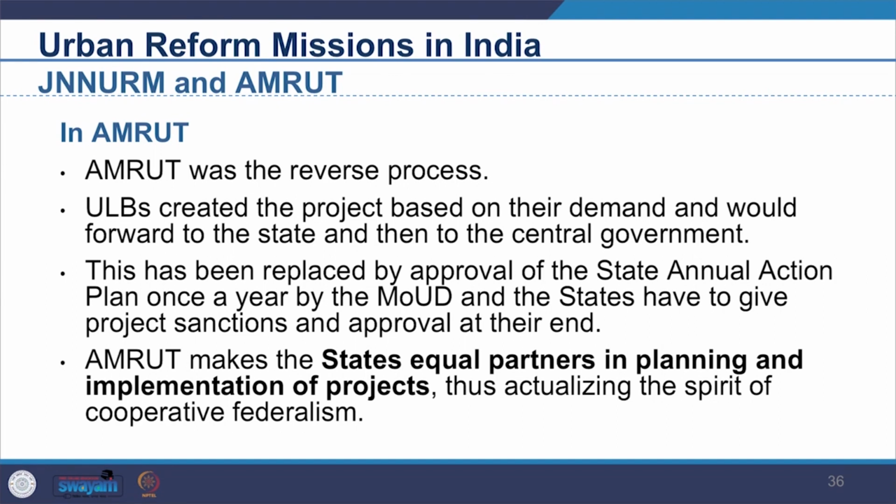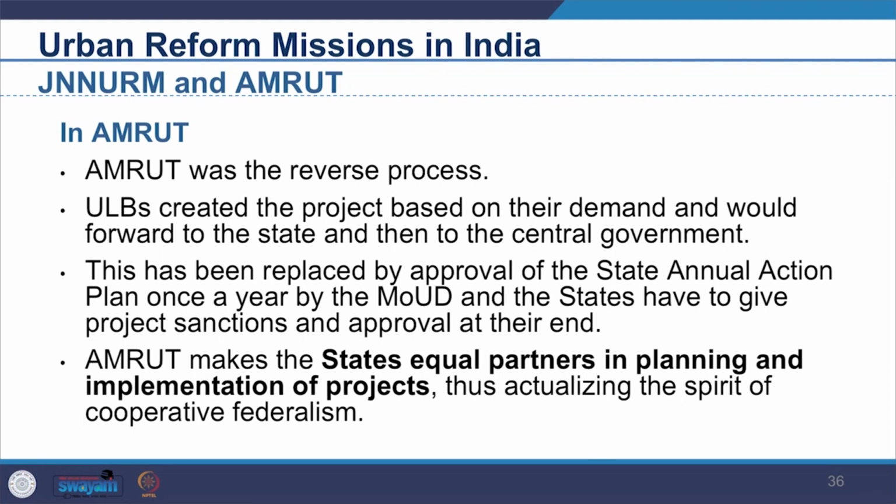So, we see that the earlier pattern was replaced by approval of the state annual action plan once a year by the ministry, and the states have to give project sanctions and approval at their end, so that it transferred the burden of creating, executing, or designing the project from the central to the state government and to the urban local bodies. In this way, AMRUT makes the state an equal partner in planning and implementation of projects, thus actualizing the spirit of cooperative federalism.